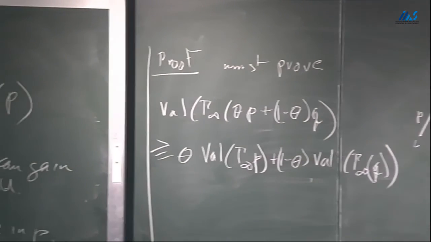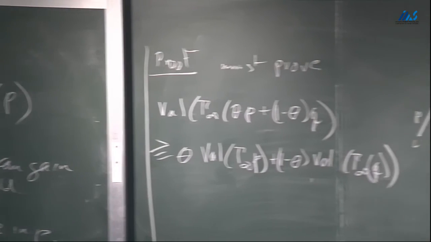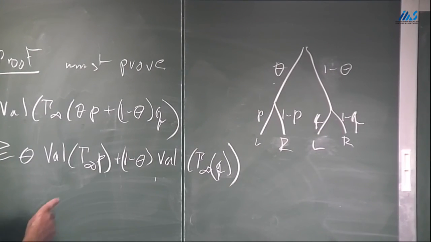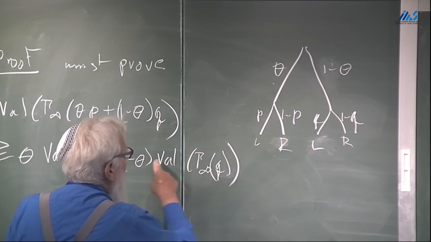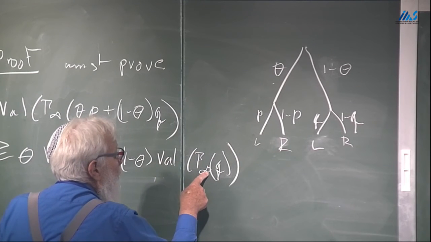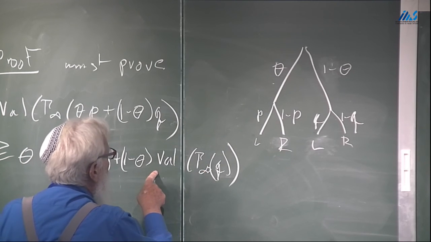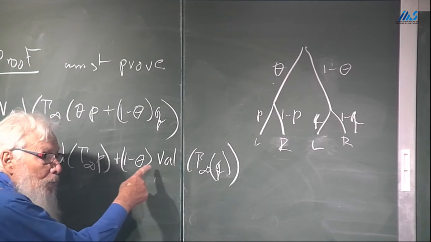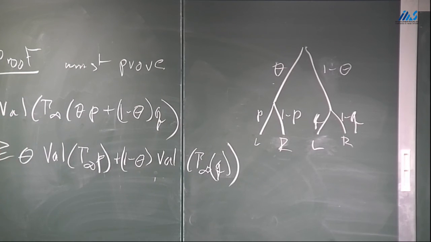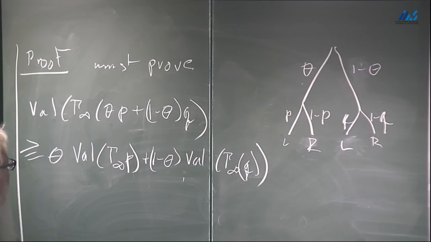So now here player 2 has more information on the bottom part, right? Player 2 has more information, so player 2 is better off on the bottom part, so player 1 is less well off, okay? Zero-sum game. So that proves this.